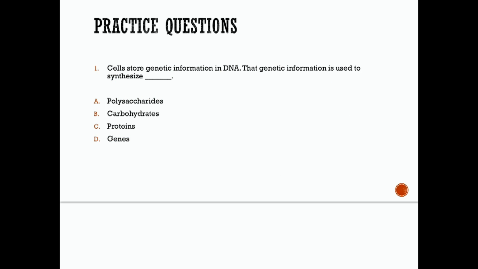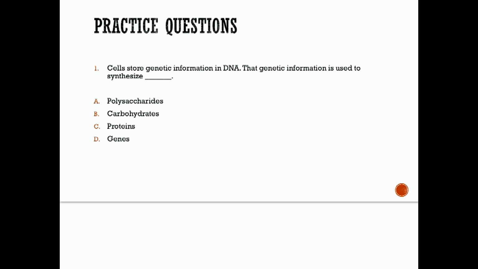All right, so for some practice questions. Number 1, cells store genetic information in DNA. That genetic information is used to synthesize what? Is it A, polysaccharides, B, carbohydrates, C, proteins, or D, genes? Why don't you pause this and think about it on your own?